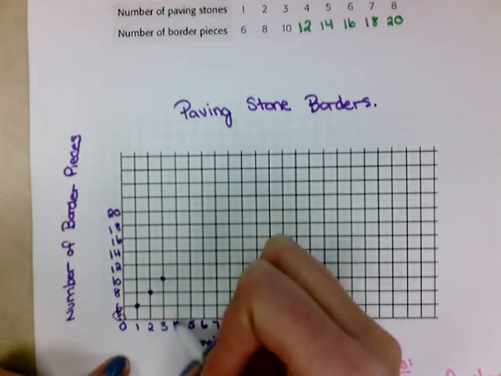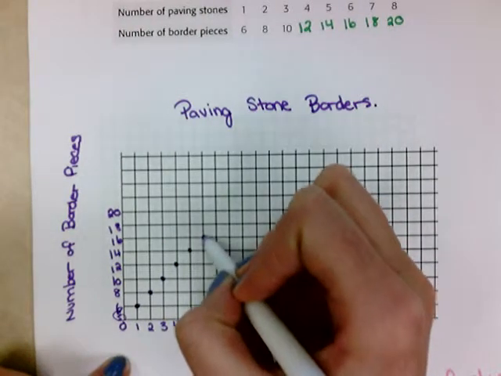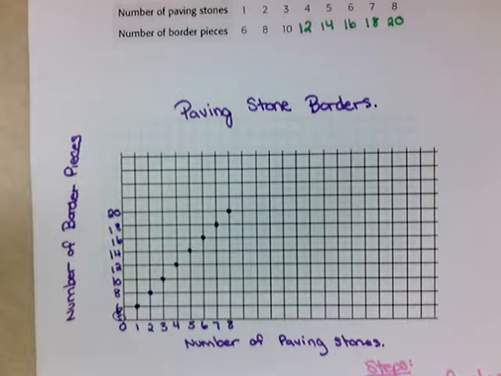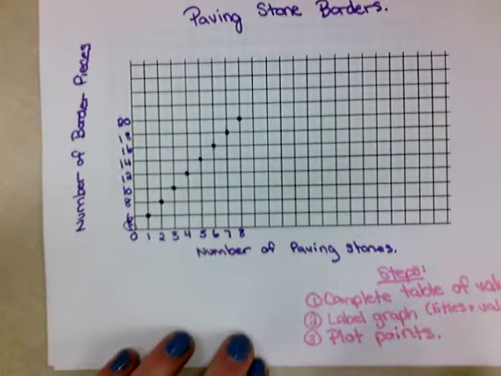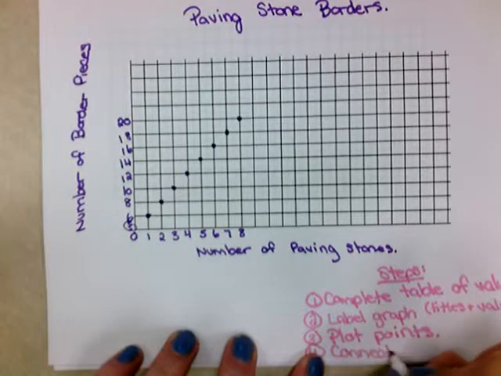With 3, we have 10. With 4, we have 12. 5 with 14. 6 with 16. 7 with 18. And 8 with 20. And you see that pattern right away. These should be really fast and simple for you to plot. And then step 4 here is to connect the dots.